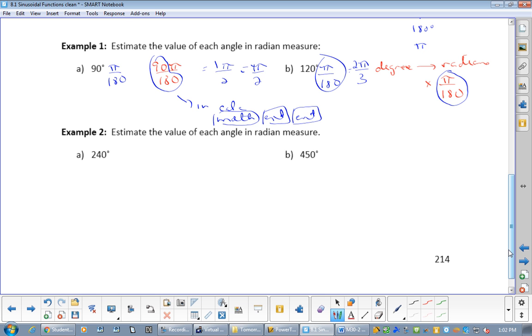Now let's do 240. 240 we're going to multiply by what? Pi over 180. That's not on your formula sheet. You have to know that. I got to multiply by pi over 180. Okay, so you're going to go 240 divided by 180, math, enter, enter, and what do you get? 4 pi over 3. Or 4/3 pi. It is the same thing, but that's how it's said, 4 pi over 3.